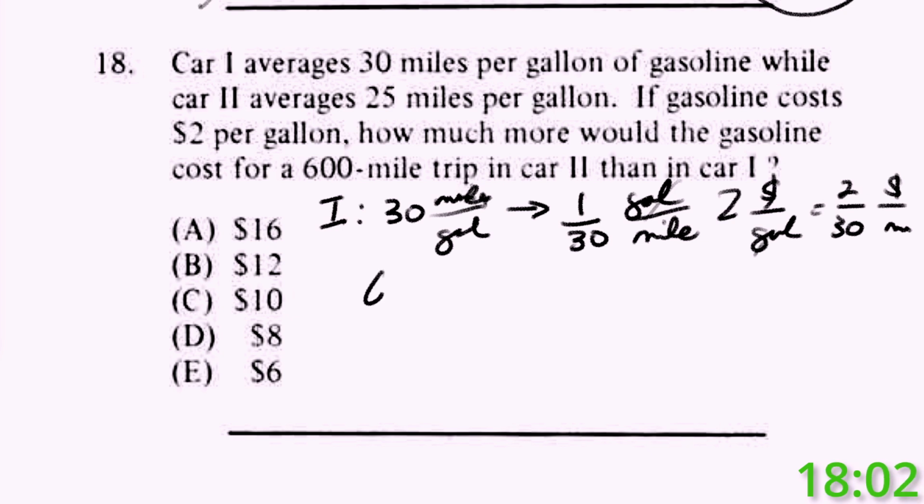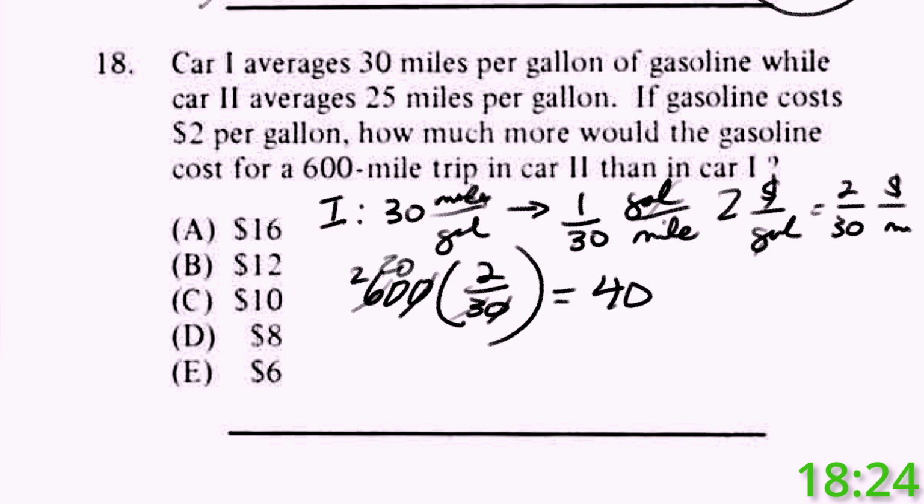So 600 times 2/30 will give me dollars. How can I do this without a calculator? The zeros cancel. The 3 cancels with the 6 and gives me a 2. So this is really 20 times 2, which is $40 for the trip in car number 1.